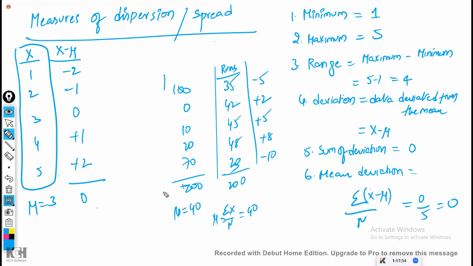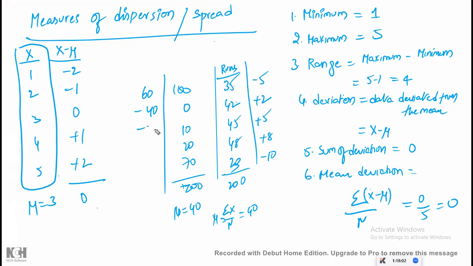Now, in this case, what is the deviation for the first match? 100 minus 40 is +60. Then -40, -30, -20, and +30. If you observe this, again the sum of deviations is going to be 0, so the average deviation is 0. This person also has no deviation. Both are not having deviations, so that is the reason we will not go with the mean deviation.